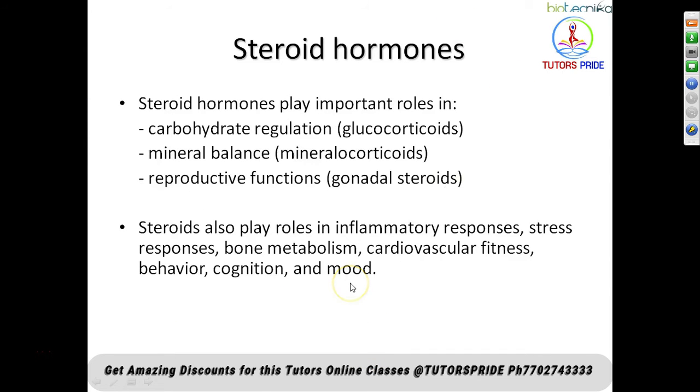As we have told, steroid hormones play an important role in what? Carbohydrate regulation, mineral balance and reproductive functions. It regulates carbohydrate, like the glucocorticoids. It maintains and balances the minerals in the body, that is mineralocorticoids. And reproductive functions also, that is gonadal steroids. So these are the different roles of steroid hormones.